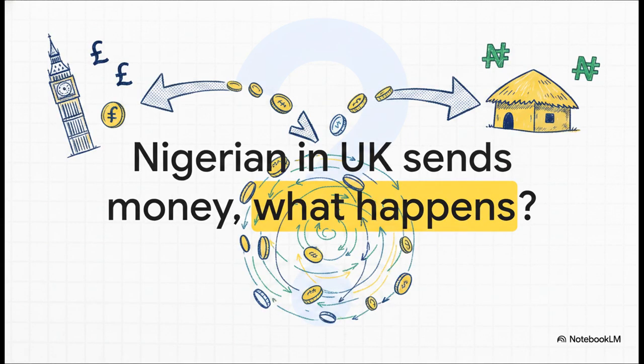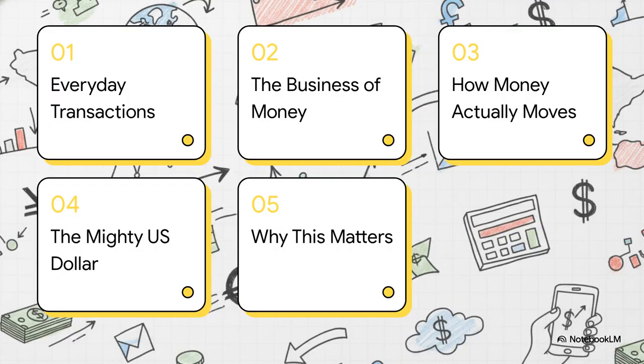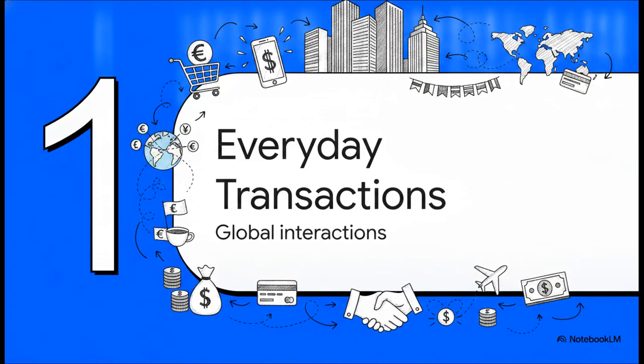And then throw remittances into the mix. Say, someone working in the UK sending money back home to their family in Nigeria. On their own, these flows might just seem like drops in the bucket. But zoom out, collectively, they are the very foundation, the microdrivers of the massive institutional foreign exchange market. So, here's our roadmap for this explainer. We're covering everyday global transactions, the business of money, how money actually moves, the mighty US dollar, and finally, why this matters to traders. All right, let's dive right into Section 1, Everyday Global Transactions.